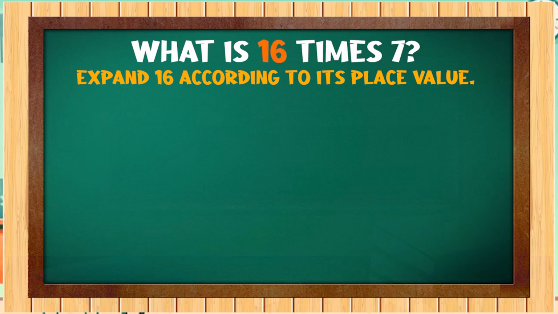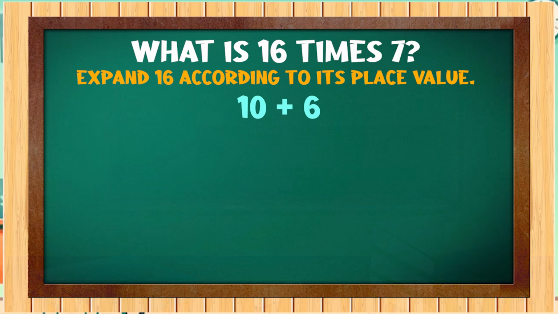And when we expand that number according to its place values, we know that the 1 is occupying the tens place value. Therefore, we write that as 10. And we know that the 6 is occupying the ones place value. Therefore, we write that as 6. Therefore, the expanded form for 16 would be 10 plus 6.